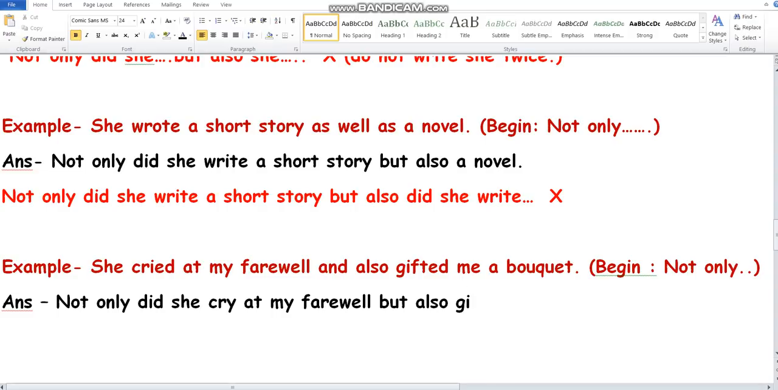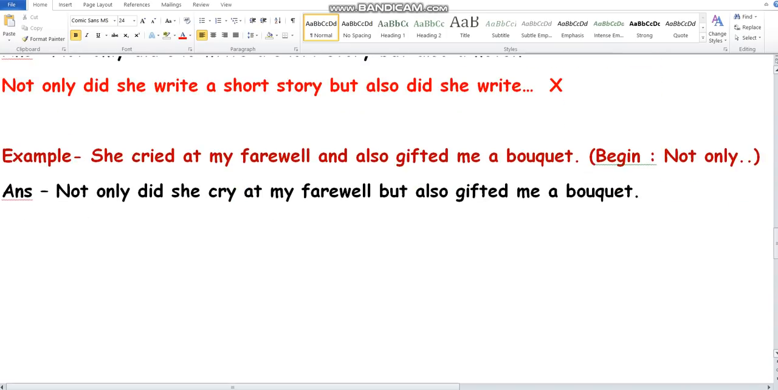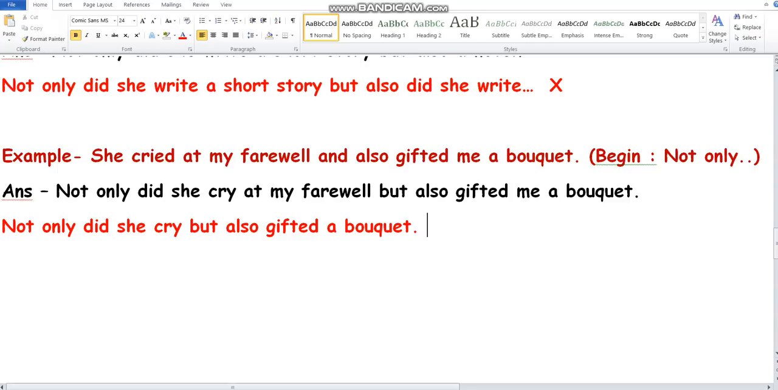but also gifted me a bouquet. The common errors are, not only did she cry, but also gifted a bouquet. What is the error here?